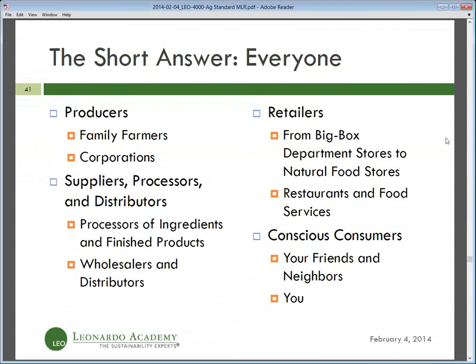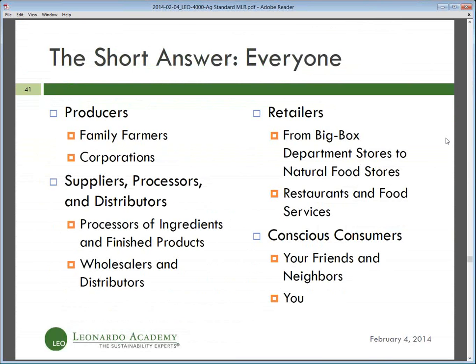The short answer to that question is everyone can use the Leo 4000 standard. Primarily, the main people you would think of would be the producers. Those are the family farmers, even corporate farms. Next, we would talk about suppliers, processors, and distributors. Those would include processors of ingredients and finished products, including the people who process the wheat into flour and then the people who make the flour into the bread.